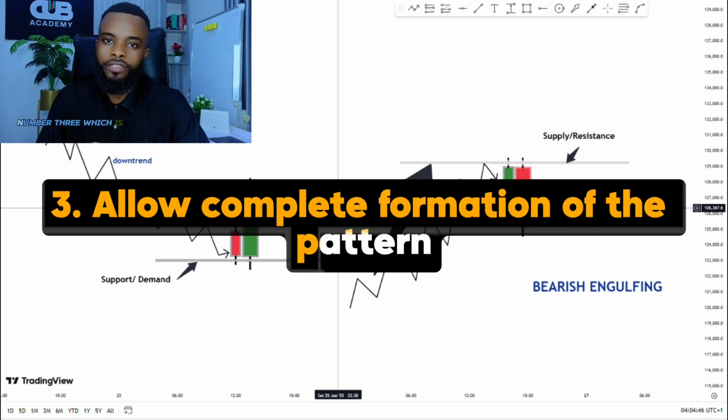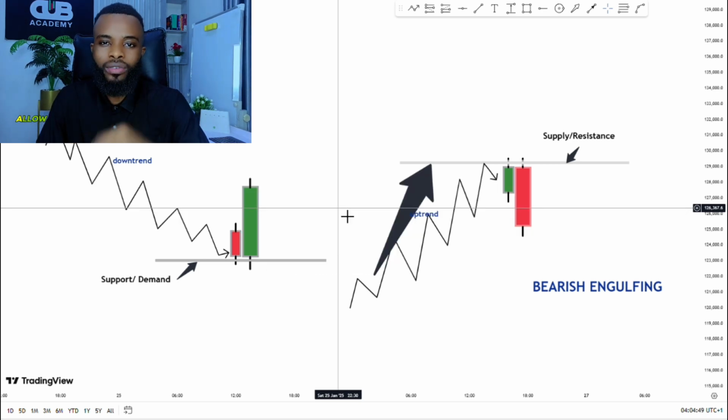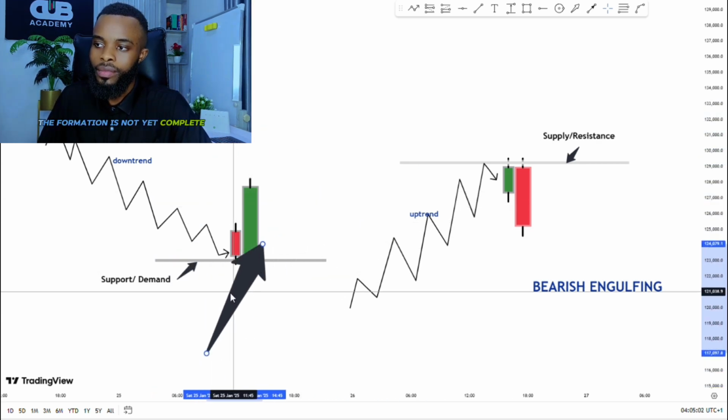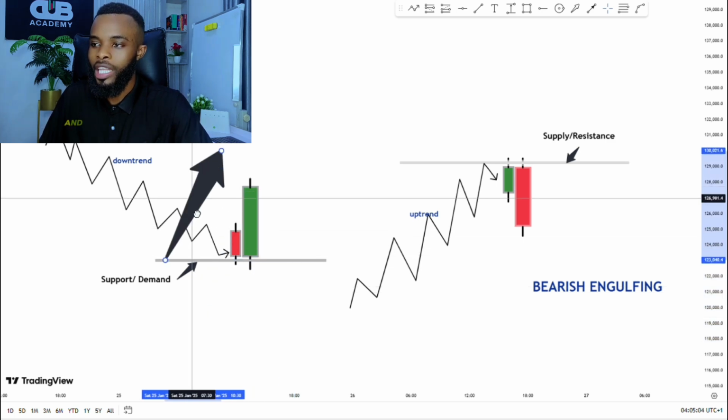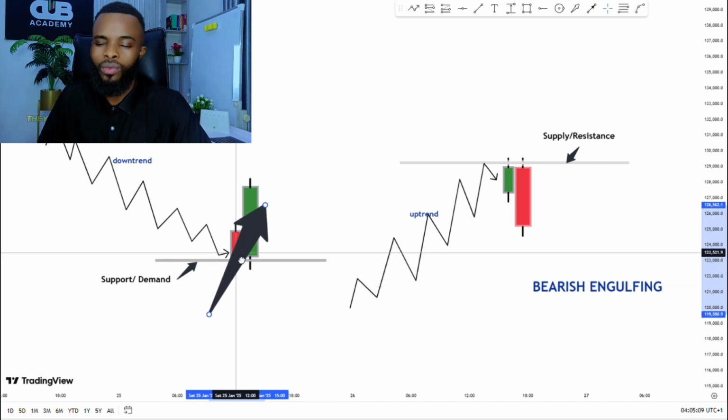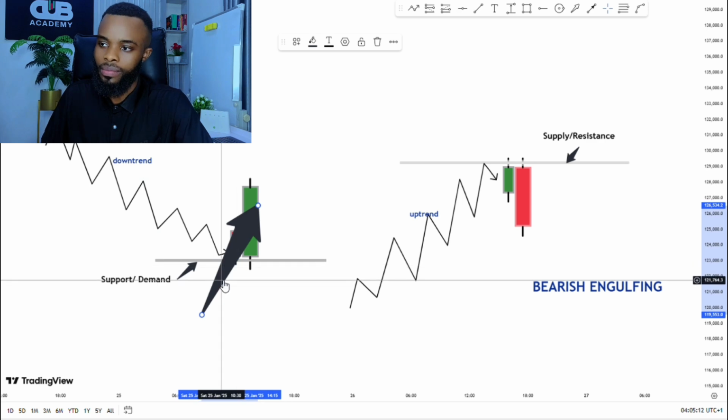So number 3, which is very, very important, is to allow the complete formation of either of these engulfing candlestick patterns, bullish or bearish. Allow the complete formation of it, because most traders, once the formation is not yet complete, and because the current candle is big and twice as big as the previous candle, they will go and take the trade, either buy or sell. But the candle is not yet formed, the completion is not yet over, right?